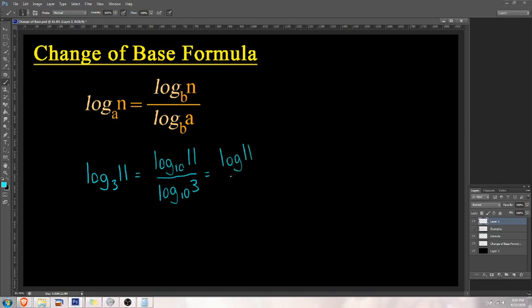It would just be log 11 over log 3. And that would be easy to solve. We can punch in the calculator log 11 divided by log 3, and that will give us our answer. And that's all there is to it. Just remember, keep the base on the bottom, keep the argument on the top, and you're done.